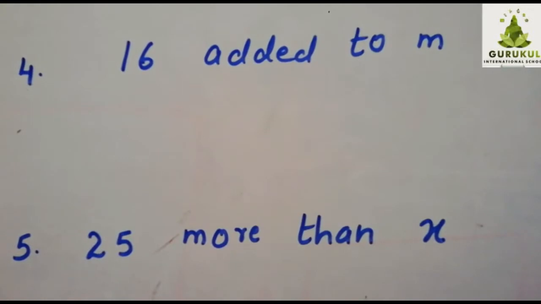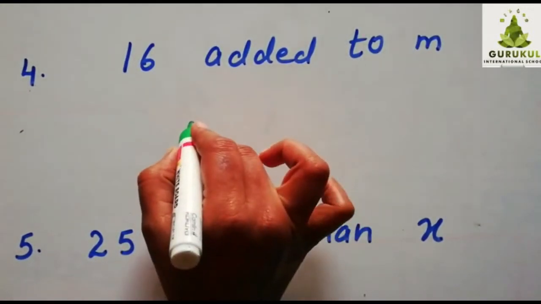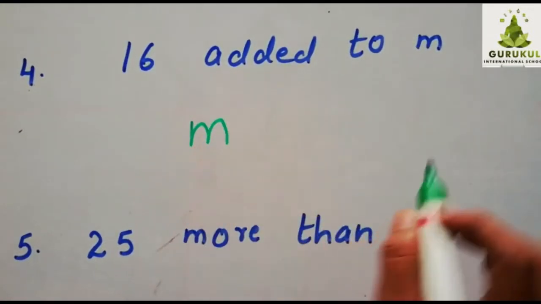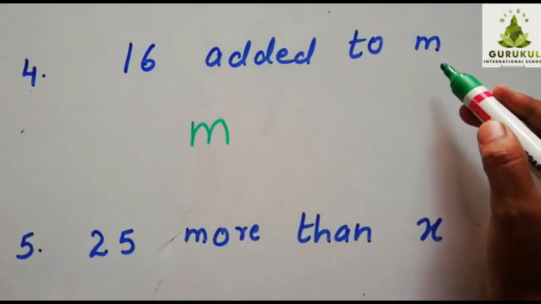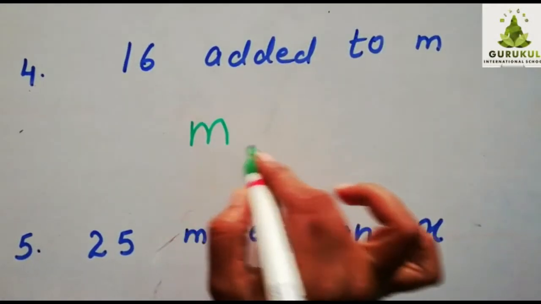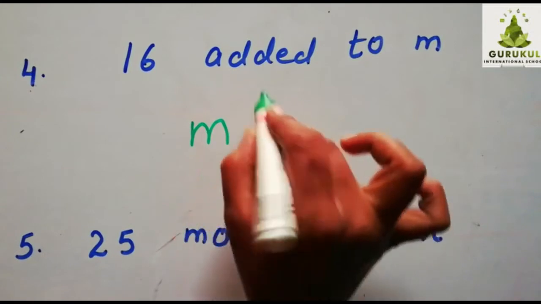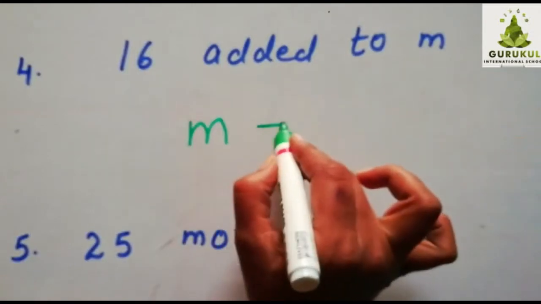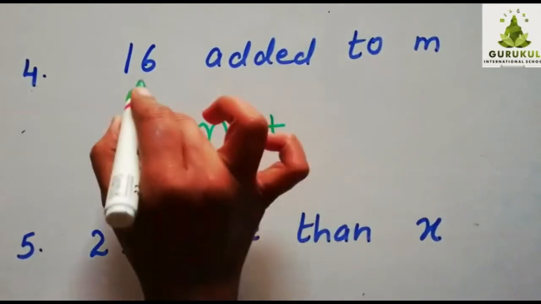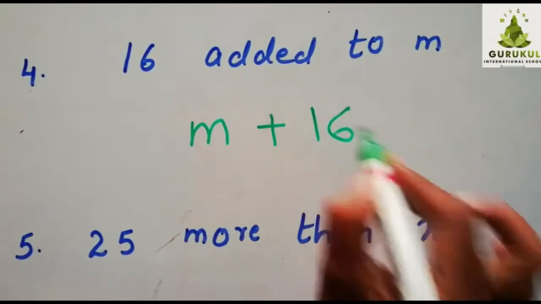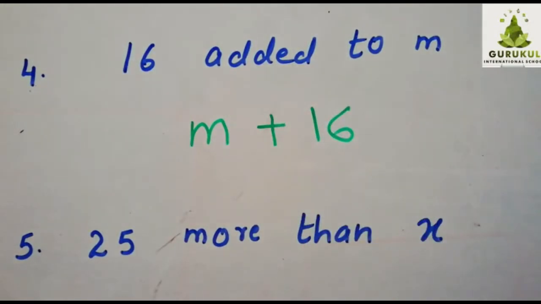Now 16 added to m. Now the variable used here is m. 16 added to this number. So m is a variable used, and what is added to this? What you have to add to m? 16. Is that clear? This way you have to frame the expression. So the expression is m plus 16.